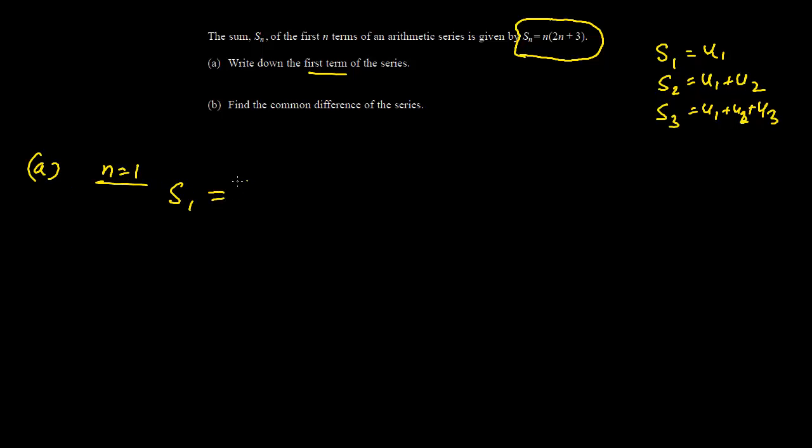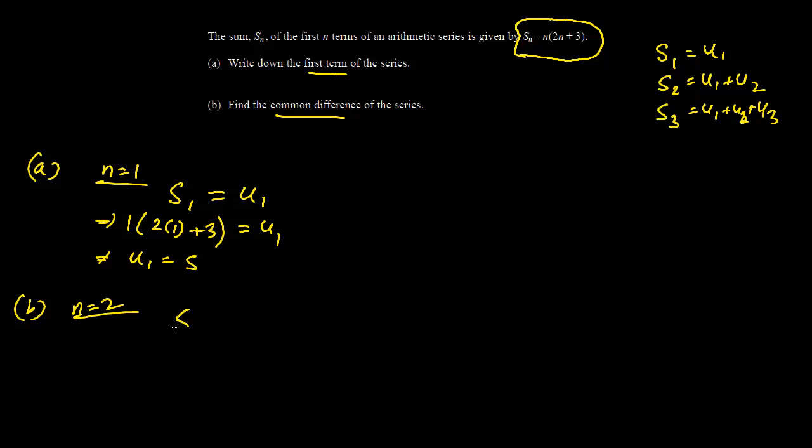So if you put n equals 1, S1 would be equal to U1, and you already have an expression for Sn. So if you put 1 over here, it would be 2 ones are 2, plus 3, and this would be U1. So 2 ones are 2 plus 3 is 5, therefore U sub 1 is 5. So that is the first term. Now for the common difference.